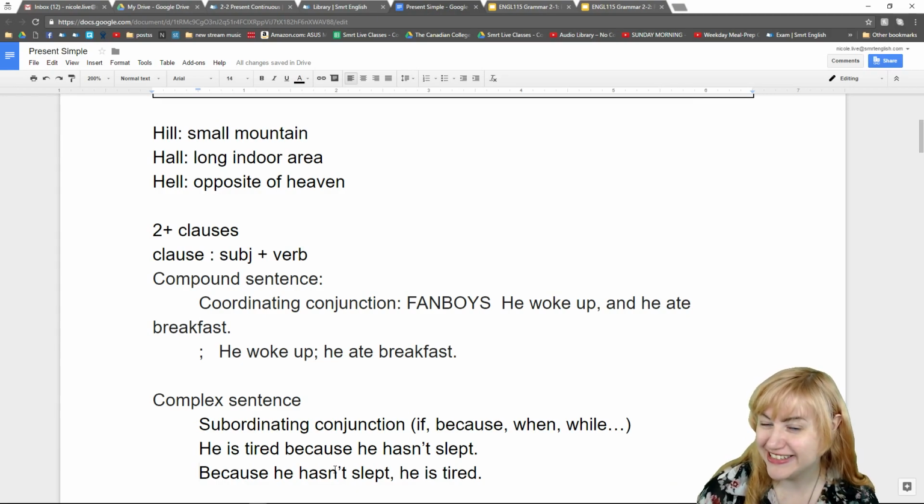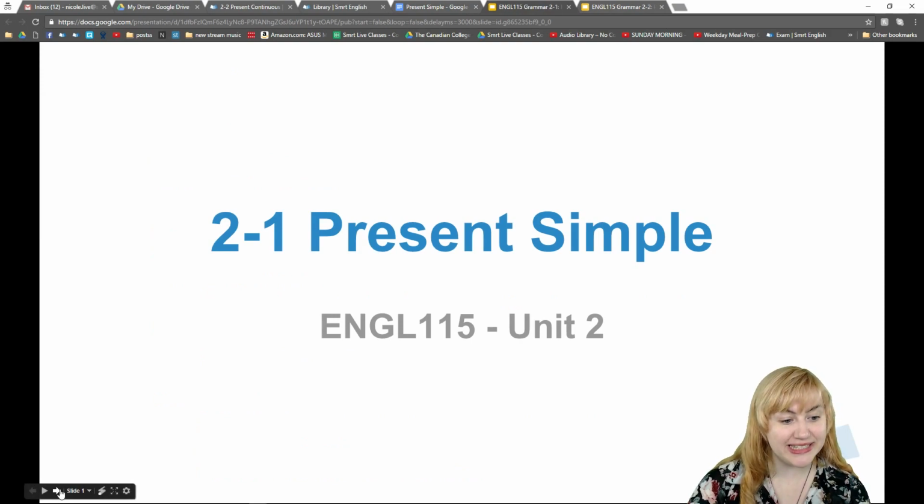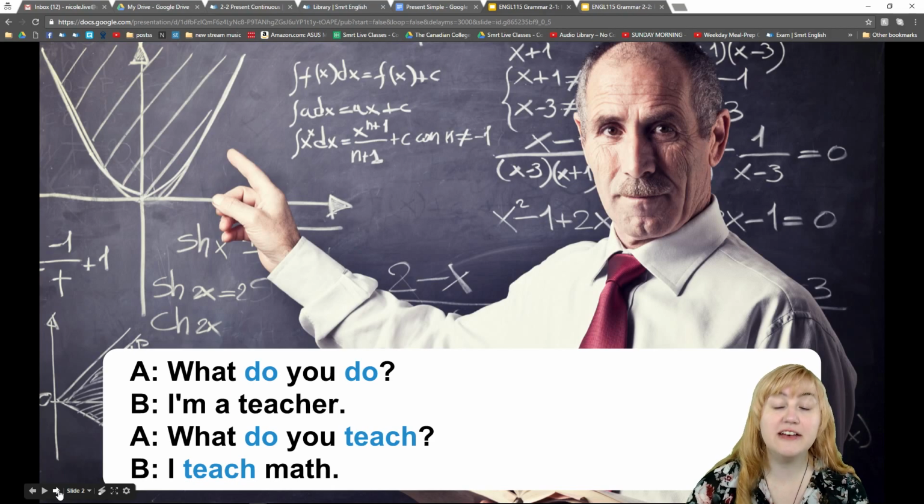Okay, but now for today's lesson. Today's lesson is present simple. Are you ready to look at the slides? Let's look. Okay, so for present simple, here are some examples of present simple sentences. We have, what do you do? Answer, I'm a teacher. And then we have another question, what do you teach? And our answer, I teach math. All right, we see that we use do for questions. So let's learn all the rules for that.